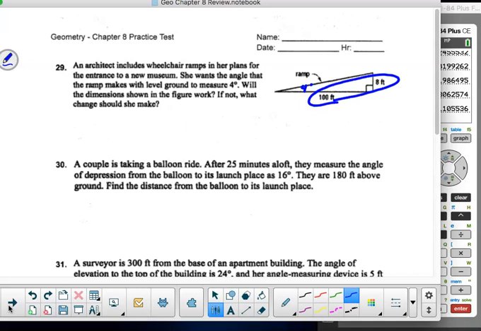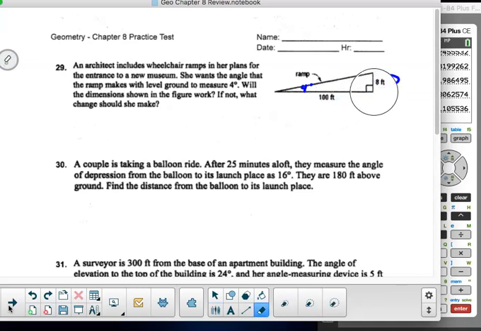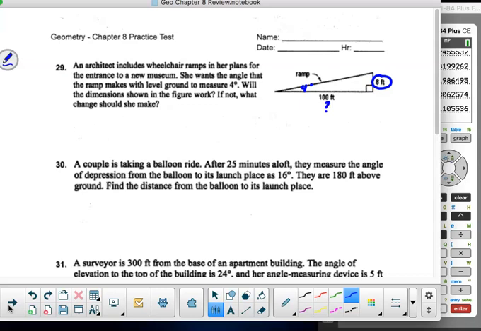So I'm going to pretend that we definitely need 8, okay? I'm going to wonder if that 100 is an actual thing that will happen because she doesn't want to find out what the length of the ramp is. She's wondering, will the dimensions shown in the figure work? If not, what change should be made? Should I move the 100 closer? Should it be less than 100, more than 100? That's what we're going to assume.